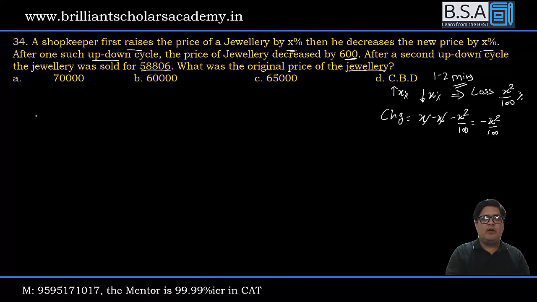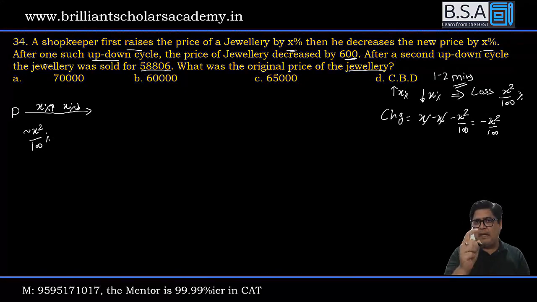So here we do not know what is the price of the jewelry. Price is P. The jeweler functions in a peculiar manner, increases the price X percentage, decreases the price X percentage. That tells me he will be losing X square upon 100 percentage. And what is happening after one up down cycle, the price decreases by 600. So this is equal to 600 rupees decrease.